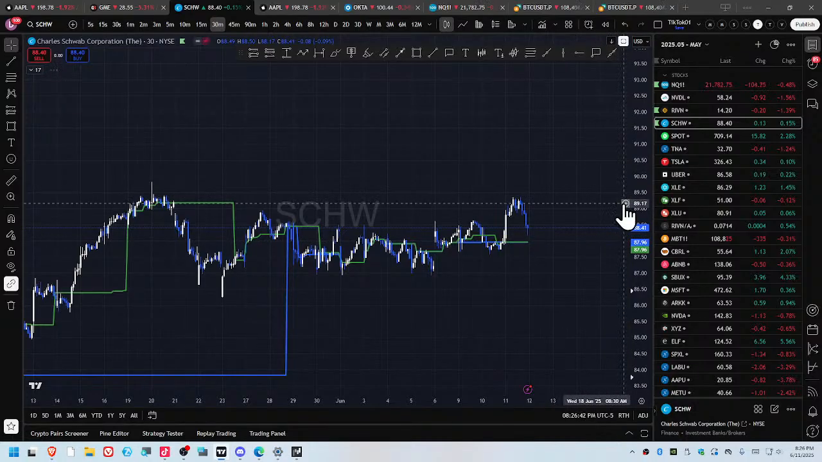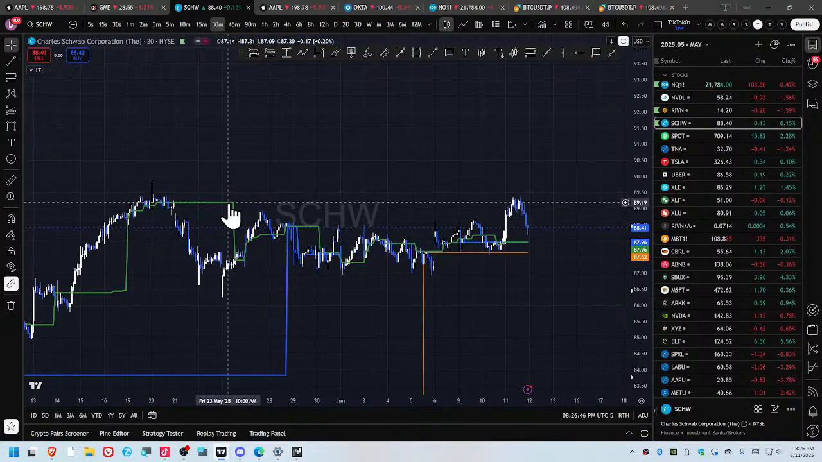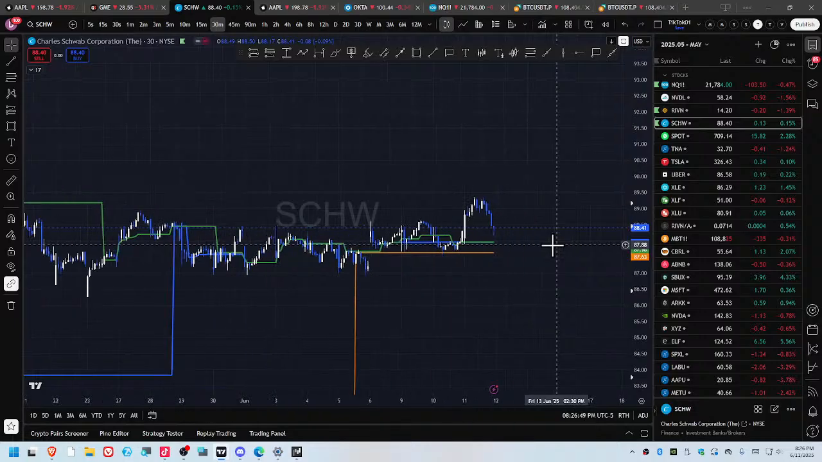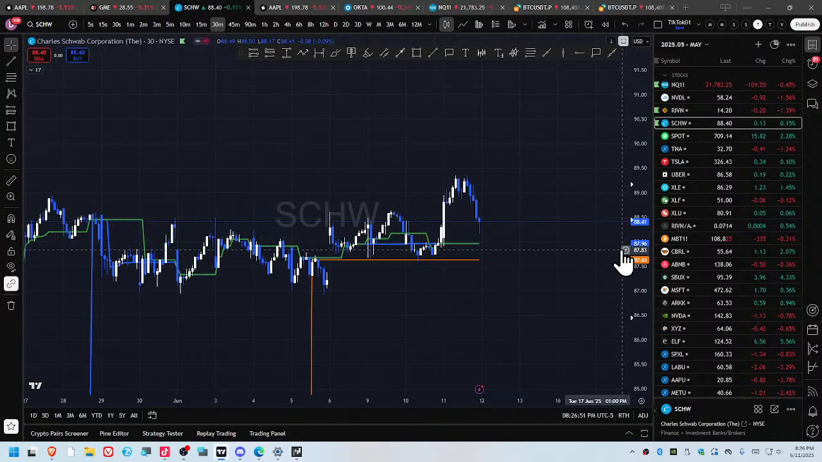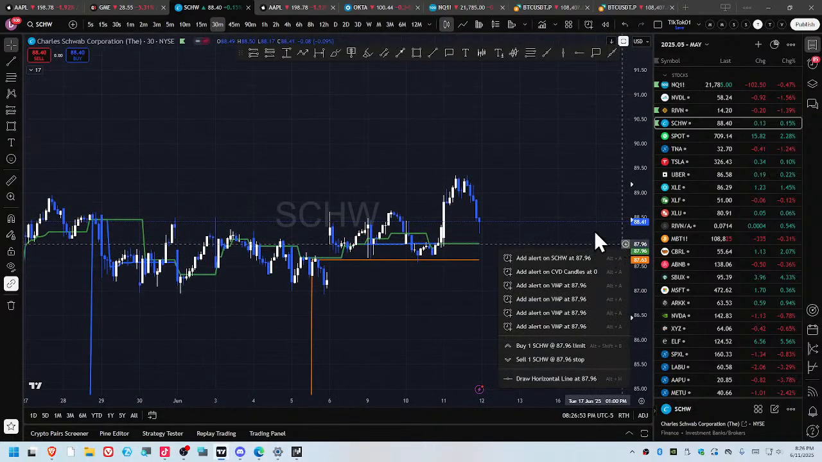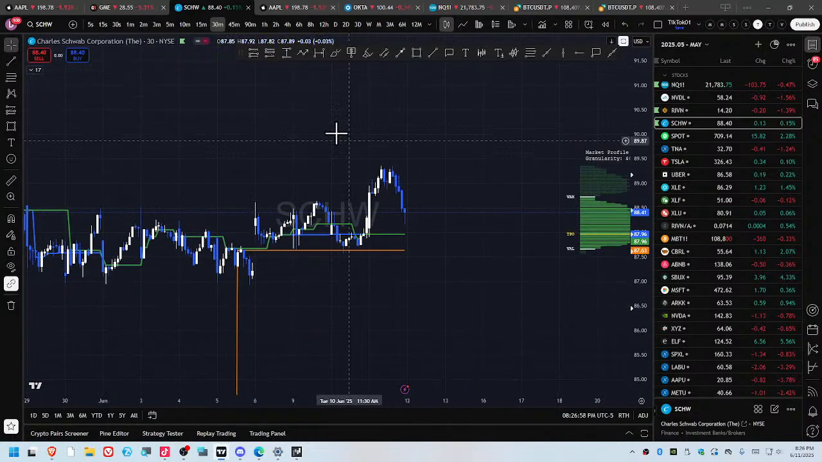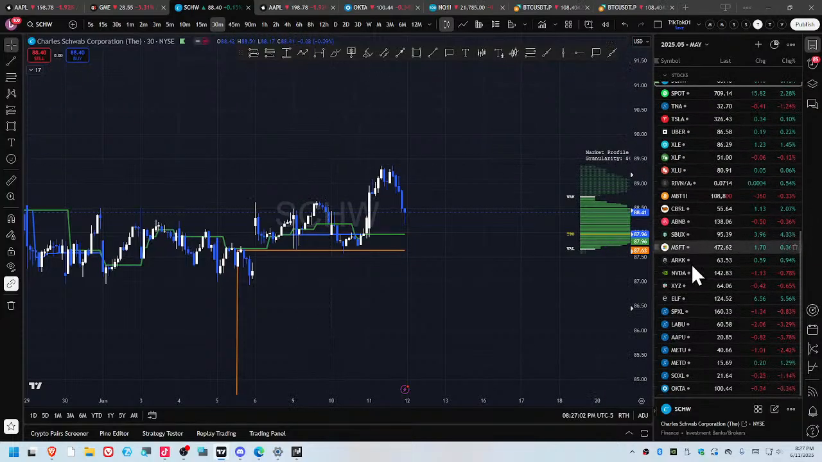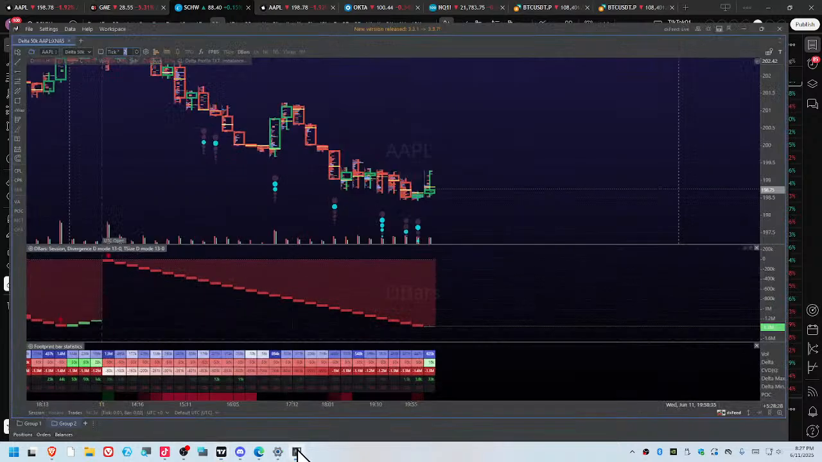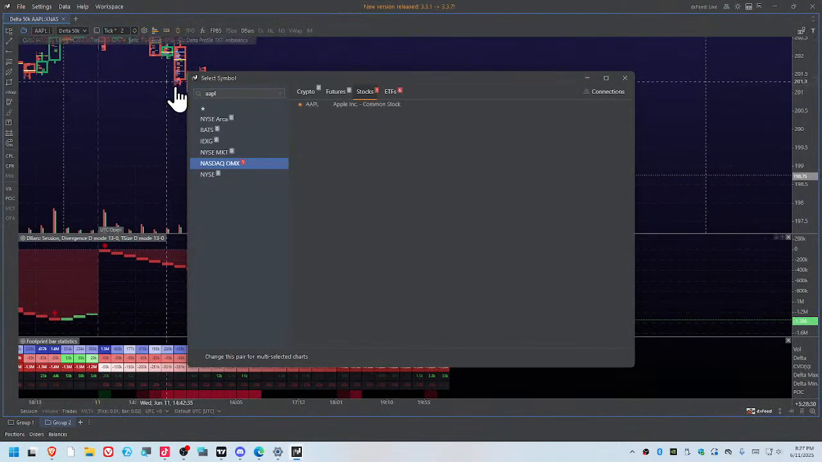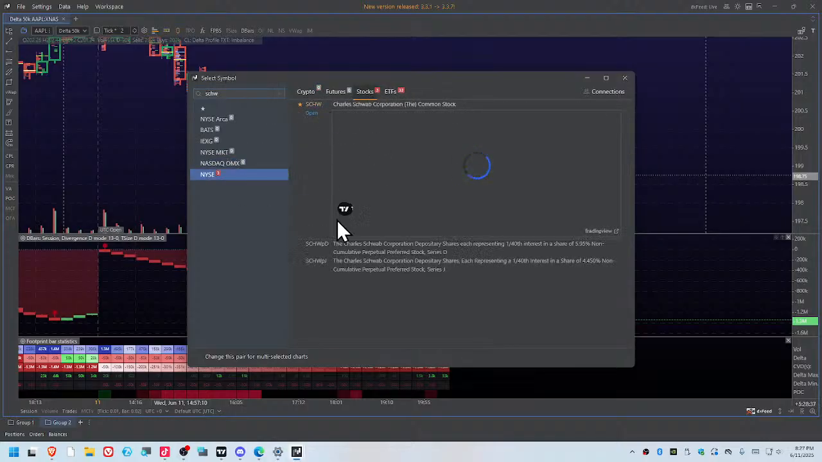Other spot of interest, nearby interest, would be this weekly developing point of control, and we'll see if we get a tap of this section or this section here. So that's Schwab. If we open up Schwab on Exo, stocks, Schwab.